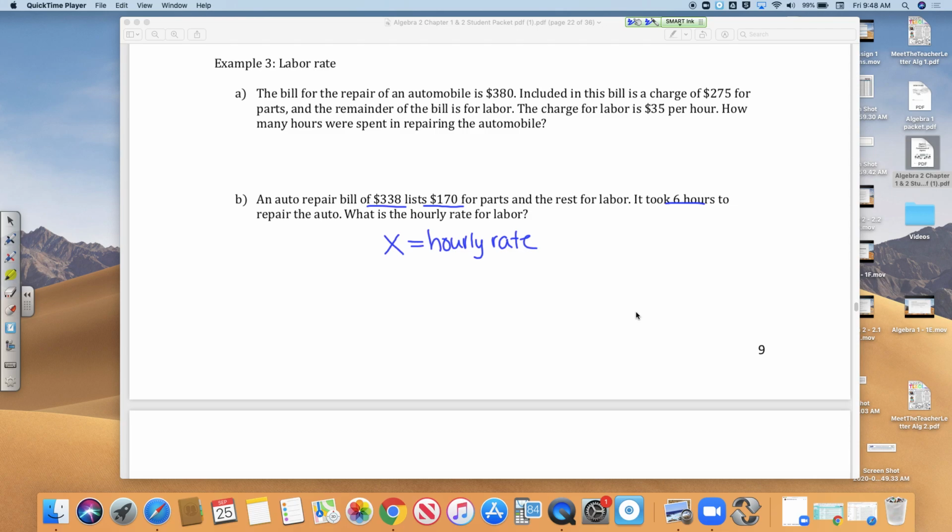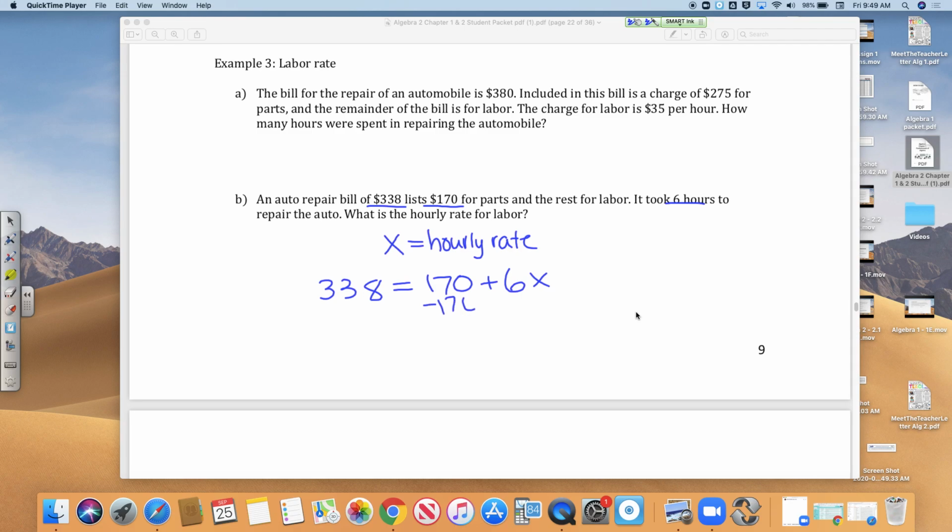And we know that the bill is $338 total. And the $170 is just for the parts, and the rest of it is labor. So we know it took 6 hours to repair, so I would multiply 6 times however much it costs for the hourly rate, and then this would be my equation here. 338 equals 170 plus 6x.